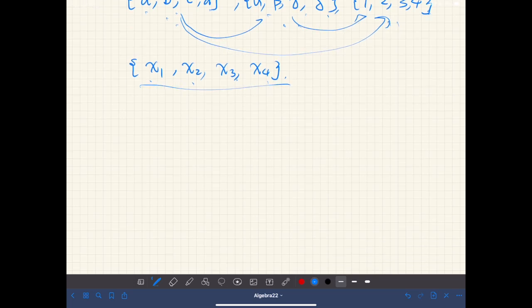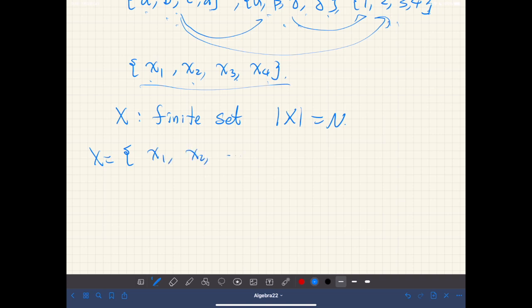More generally, if we have a finite set X, and its cardinality is n, then we can represent this X as something like this: x1, x2, and so on up to xn. So again, there is a bijection between the set of natural numbers from 1 to n and X.